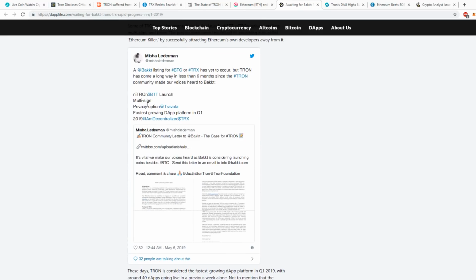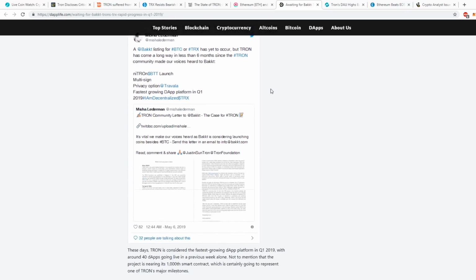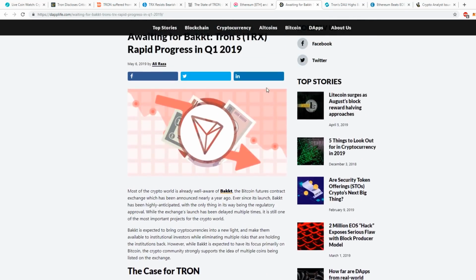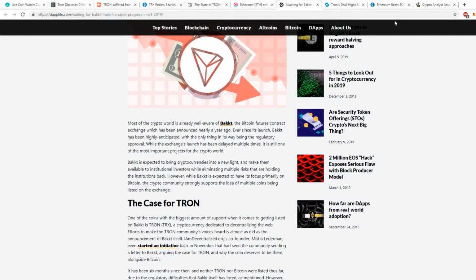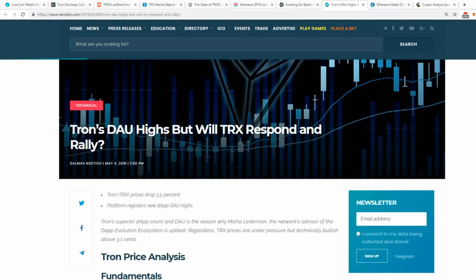You know, we got multi-signature on Tron, which was good. Privacy option at Travala, good. Fastest growing dApp platform in Q1, good. Neutron BTT launch, medium good. But I think BitTorrent is really what's going to make Tron backed, though. I don't know if they're really going to show interest. Tron's DAU highs, but will TRX respond and rally?